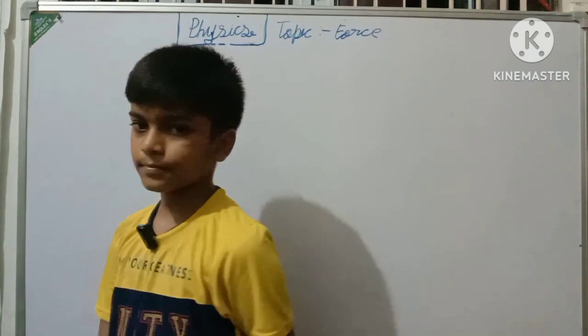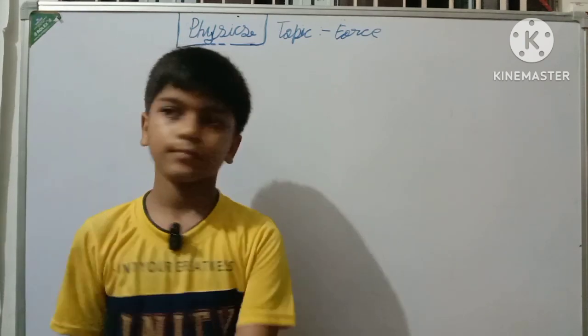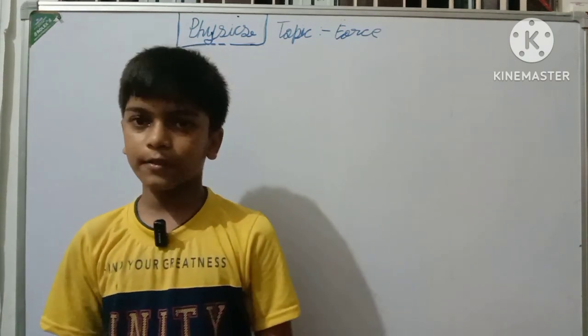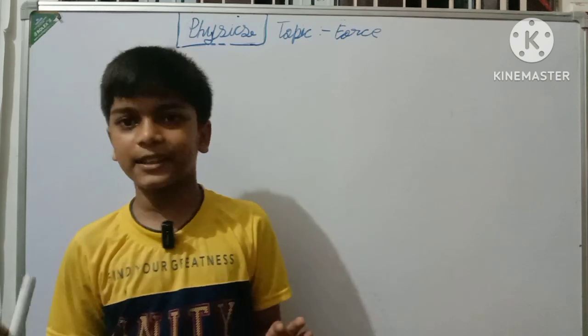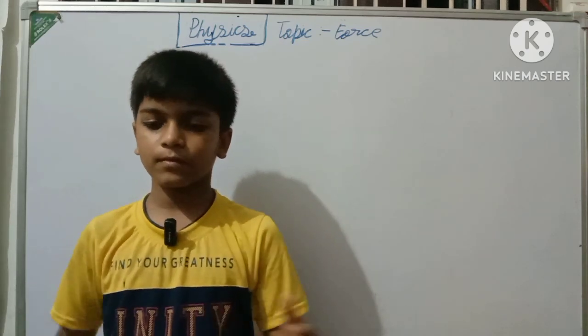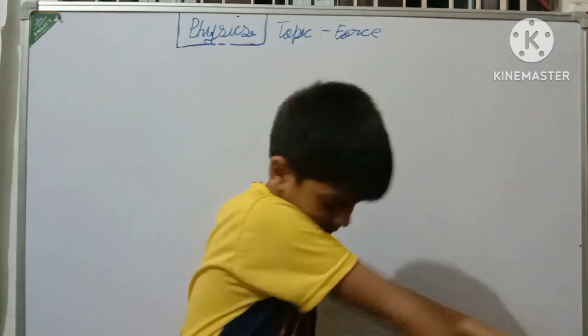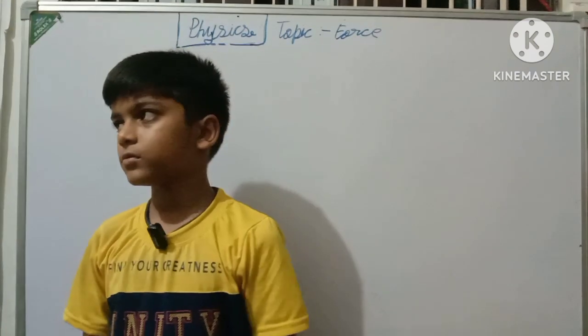Ball bearing is a device which usually converts rolling friction into sliding friction. There are 4 options. Please tell. Sliding friction into rolling friction. Okay, you have given the answer.